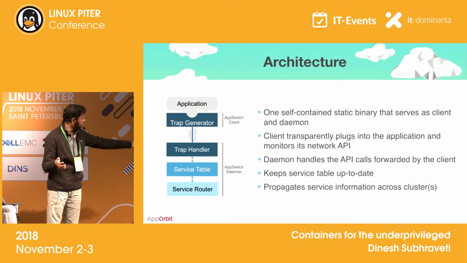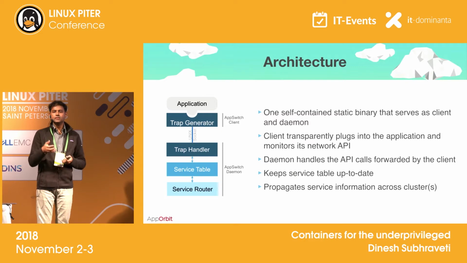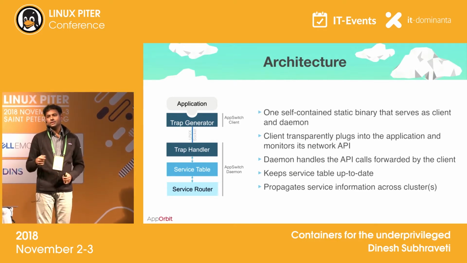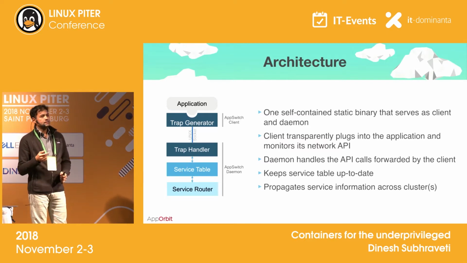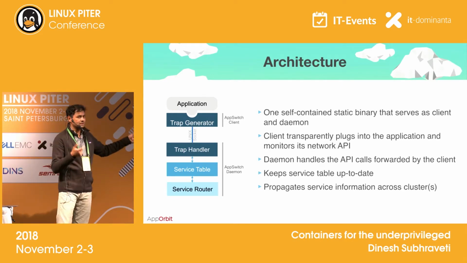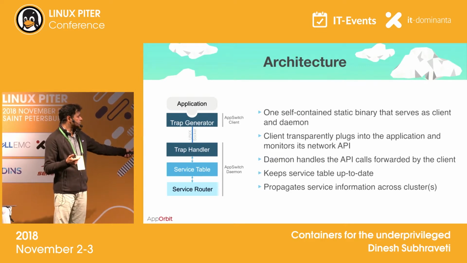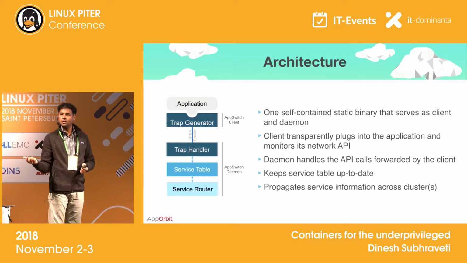Basically AppSwitch consists of all of these components here: trap generator, trap handler, and then the trap handler will look at what the application is doing. If the application is, for example, doing a bind system call and then starting to listen, it means there is now a TCP server that has come up. And it knows that there is a TCP server that has come up, and it's going to add this information to this service table. And then there is this component called service router, which lets other instances of AppSwitch running on other nodes know that there is this server running here.